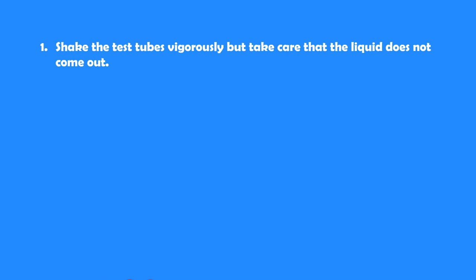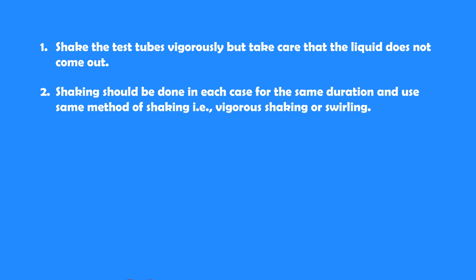Precautions: shake the test tubes vigorously, but take care that the liquid does not come out. Shaking should be done in each case for the same duration and use the same method of shaking. Example: vigorous shaking or swirling.